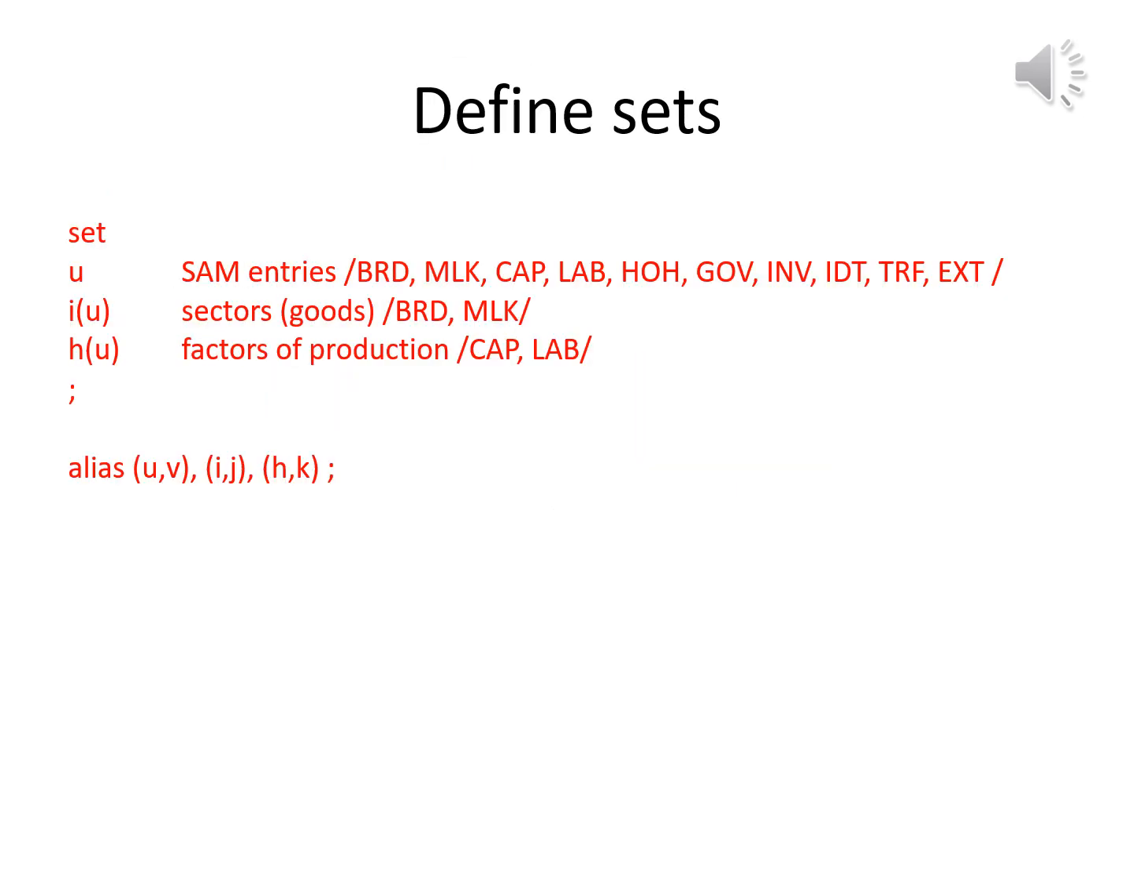For a starter, in writing your GAMS code, you might want to define your sets as we do here in the slide. Set U is for symmetries, as we did last time. And we have all row and column headings here: bread, milk, capital, labor, households, government, investment, indirect taxes, tariffs, and external account.